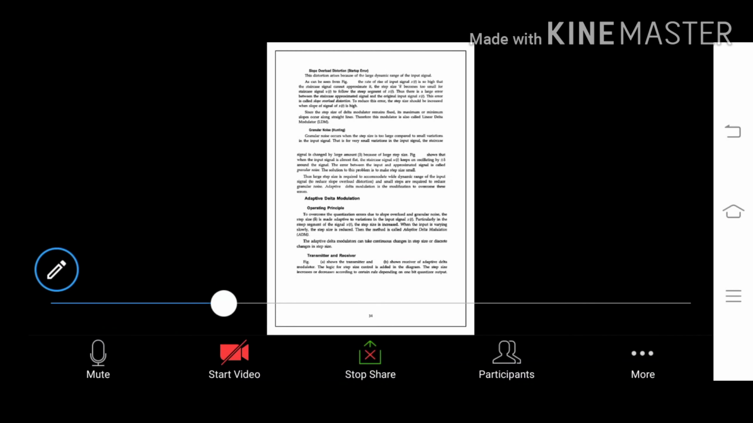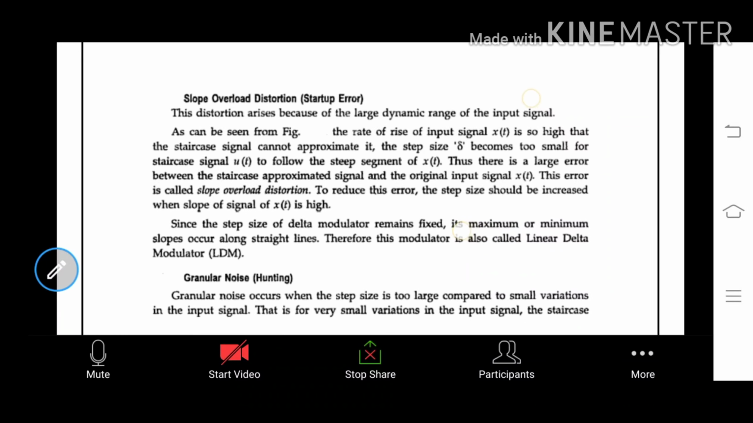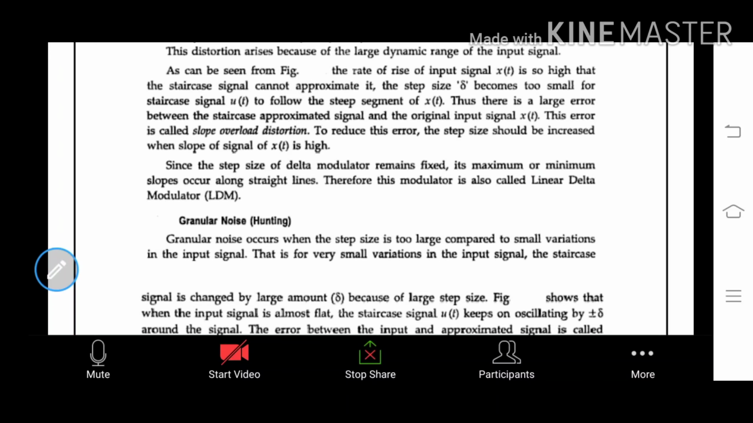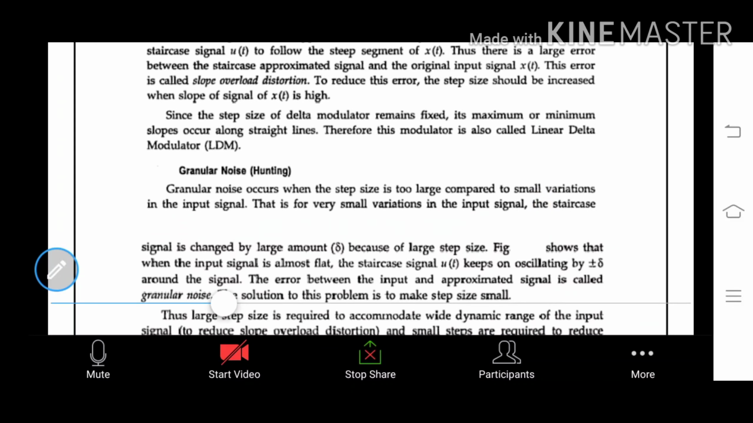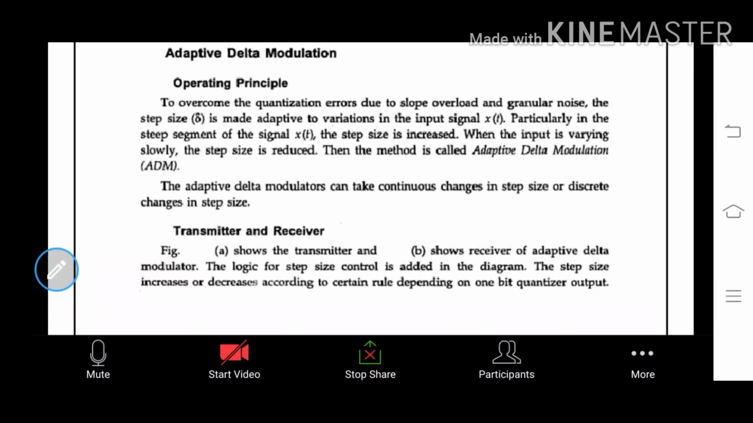Next we can explain the continuation of another signal problem, that is step overlap. Already you have seen step overlap and hunting also there. So these also are drawbacks in delta modulation.